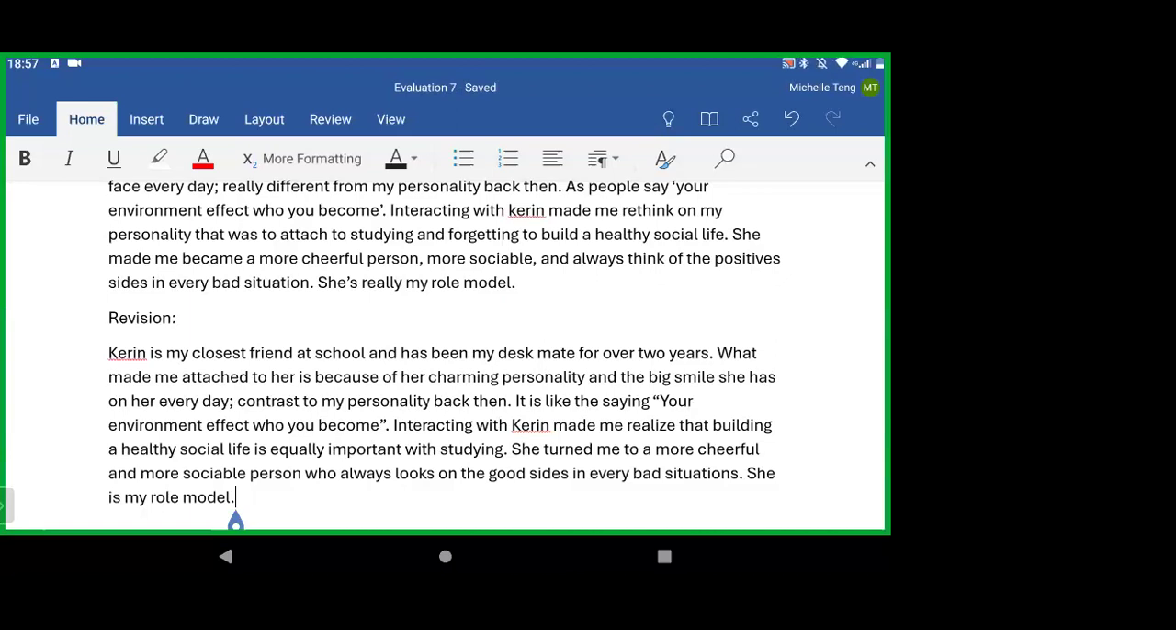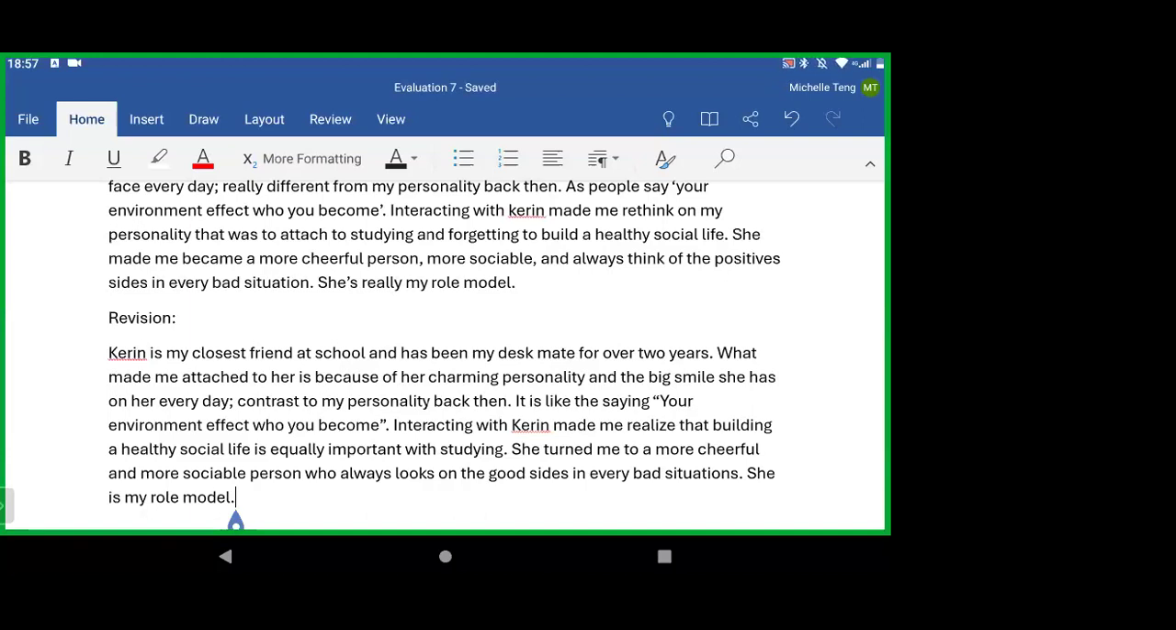So instead of everything, I changed the sentence to "made me realize," saying that you realize, since you're interacting with your friend, that you should build a healthy social life, which is equally important with studying, since you have been attached to studying and neglecting building a healthy social life. That's what I'm trying to emphasize in the sentence.